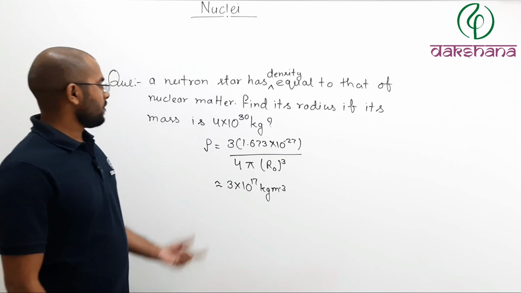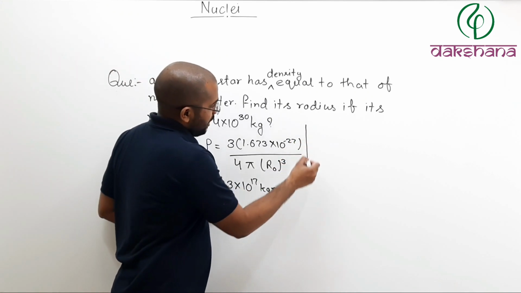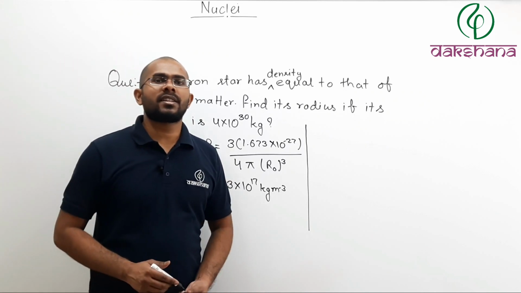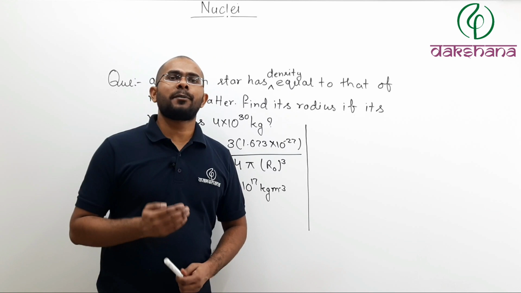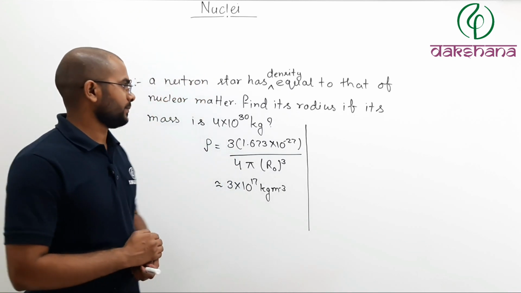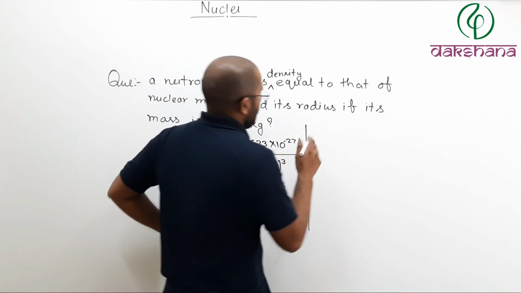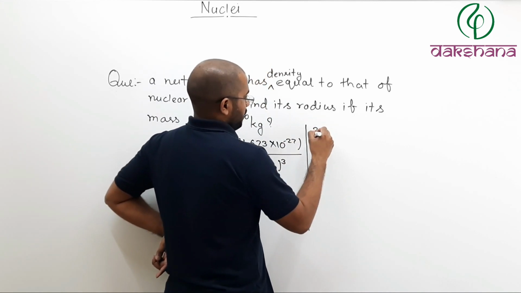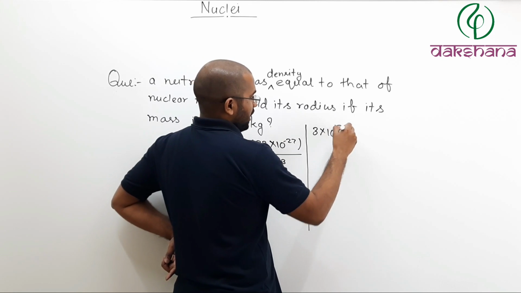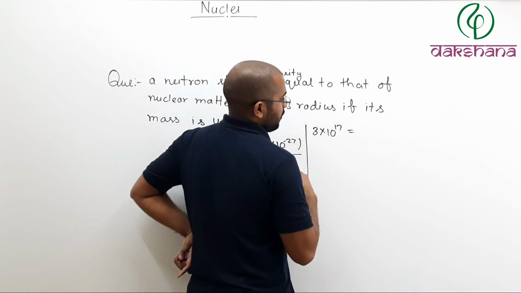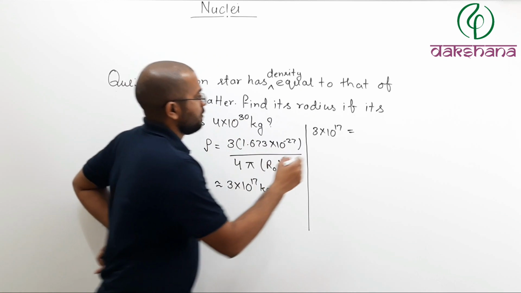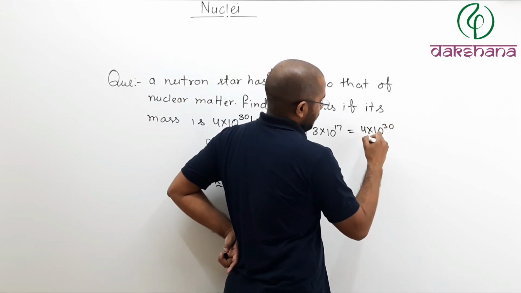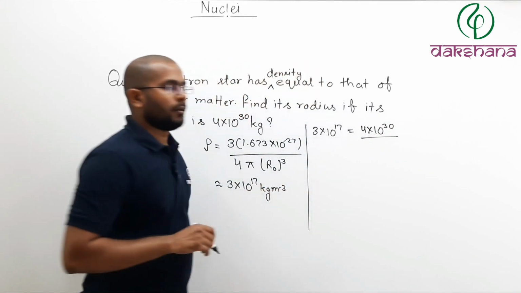Now, if the density of a neutron star is the same as that of a nucleus, what is density? Density is nothing but mass divided by volume. So rho is 3 into 10 to the power 17 kg per meter cube, which will be equal to mass. What is mass? 4 into 10 to the power 30, divided by volume.